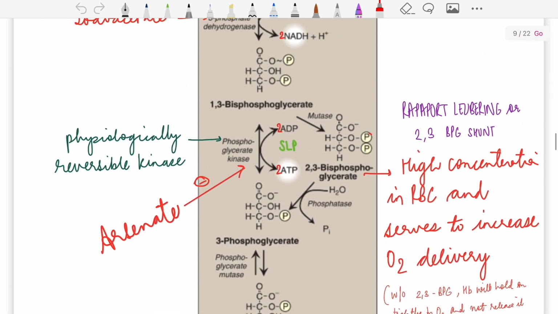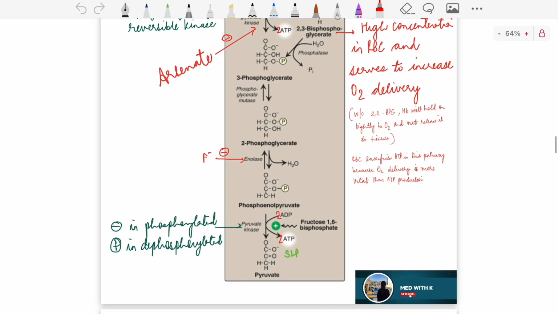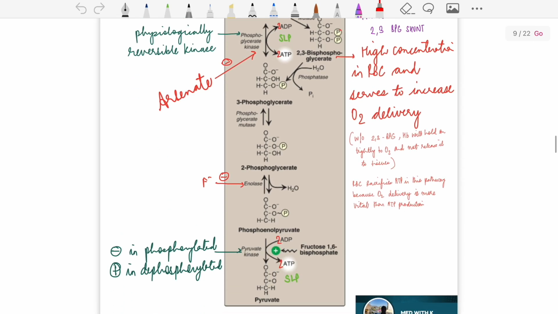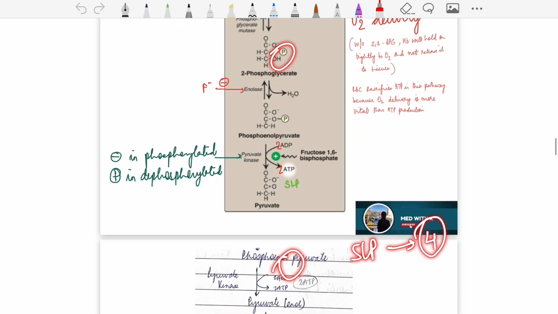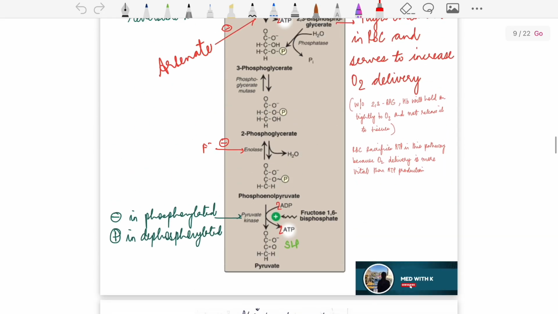So we have seen it over here also, substrate level phosphorylation. So again a question comes: how many ATP are generated from substrate level phosphorylation in glycolysis? The answer is 4 ATP. 2 ATP, 2 ATP. Okay. So this was all about aerobic glycolysis.